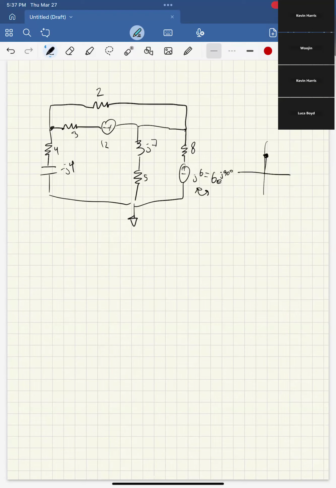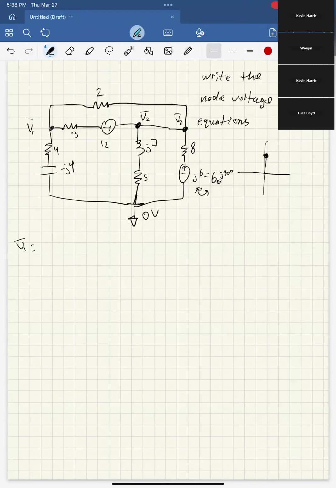So this is just doing: write the node voltage equations. What are the essential nodes? We label the bottom one as ground as always, so this is 0 volts. Here's one node, this is V1. And then here's another node, this is V2. This is also V2. And then we just write the node voltage equations.